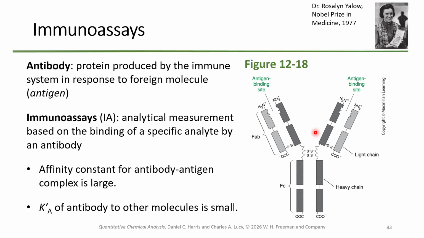Okay, so let's talk about immunoassays. An antibody is a protein produced by the immune system in response to foreign molecules, an antigen. Immunoassays, or IA, is going to be an analytical measurement based on the binding of a specific analyte by an antibody. You can typically set these up by injecting small quantities into mice over time, and they'll start developing immune responses to it. And then you can collect their antibodies, which will then bind to that substance.